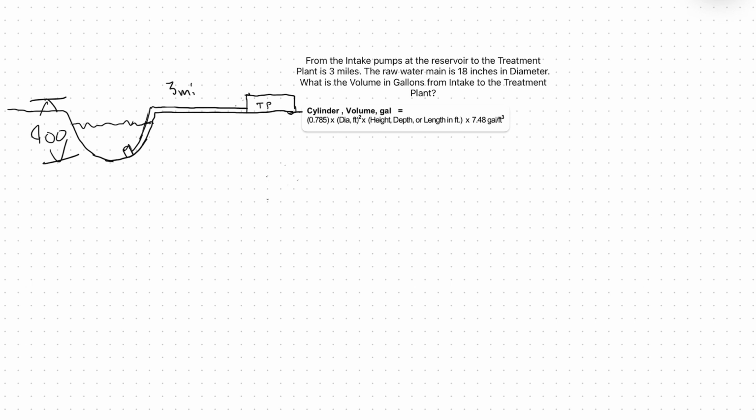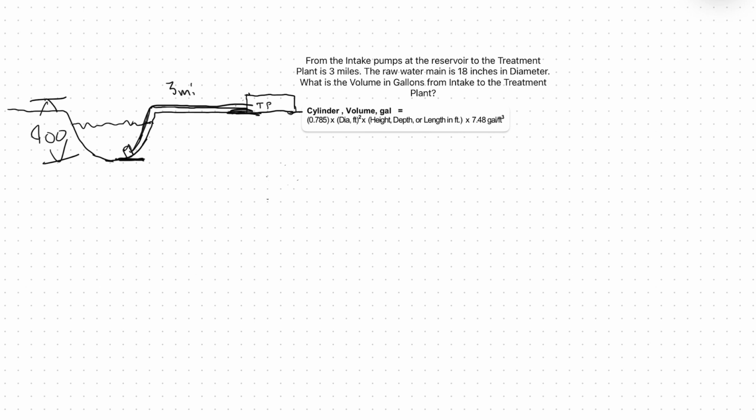So I drew a picture here. It's just kind of supposed to represent what we're looking at. So we have an elevation change of 900 feet. That's 900 feet from where the pump sits to where the treatment plant sits. And the pipe, it's 3 miles of pipe from the pump to the treatment plant.